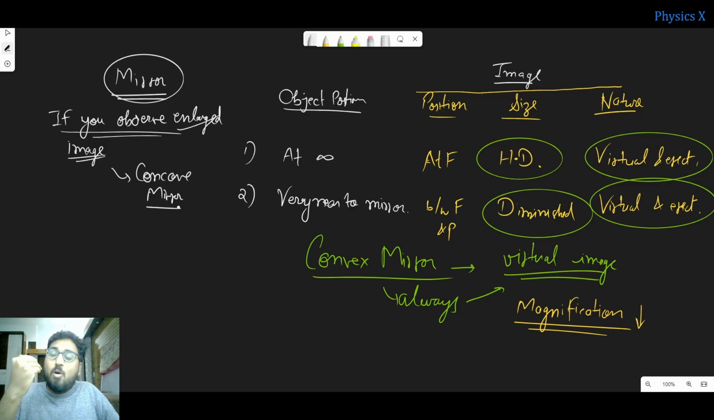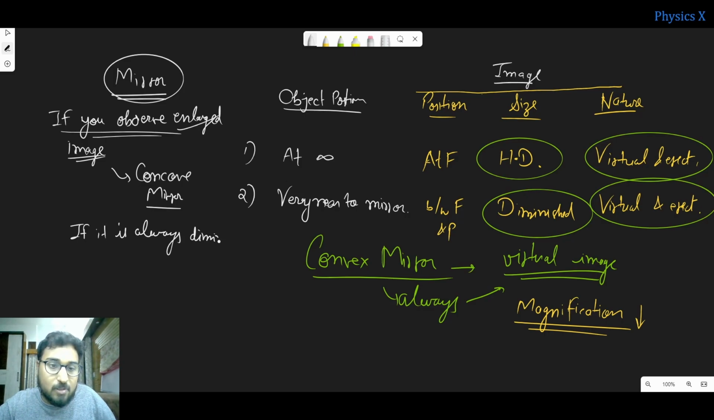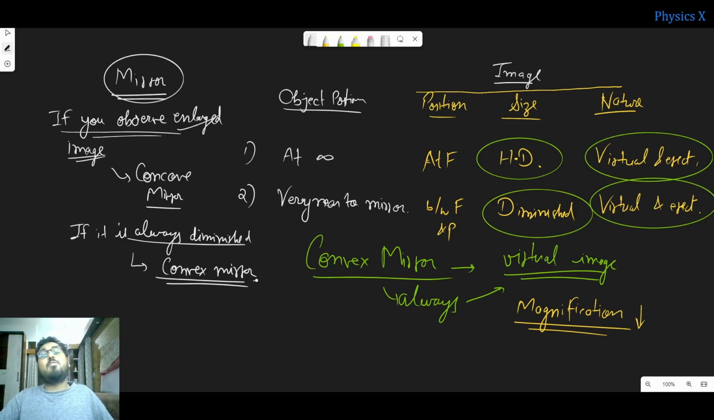And if the image you see on the surface is always a diminished one, that means it is a convex mirror. A convex mirror will form a diminished image every time. So this is how you will differentiate between these two mirrors.